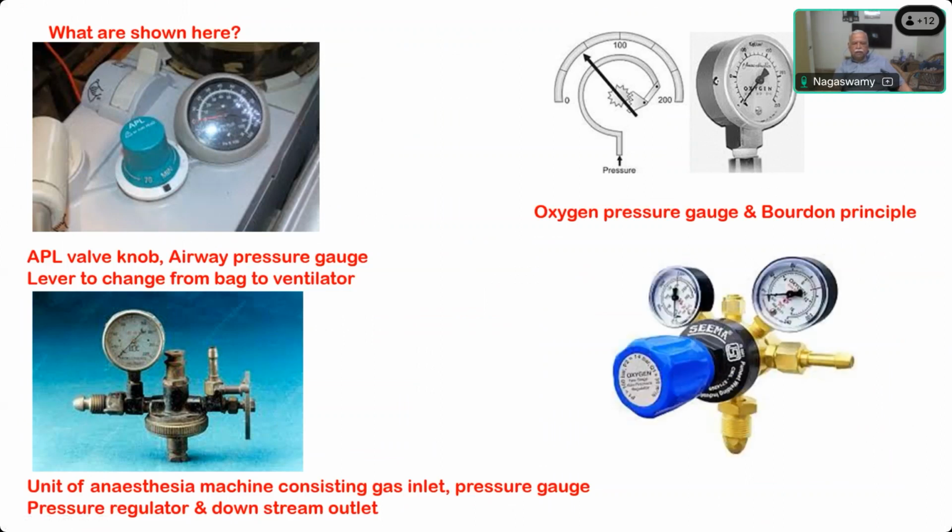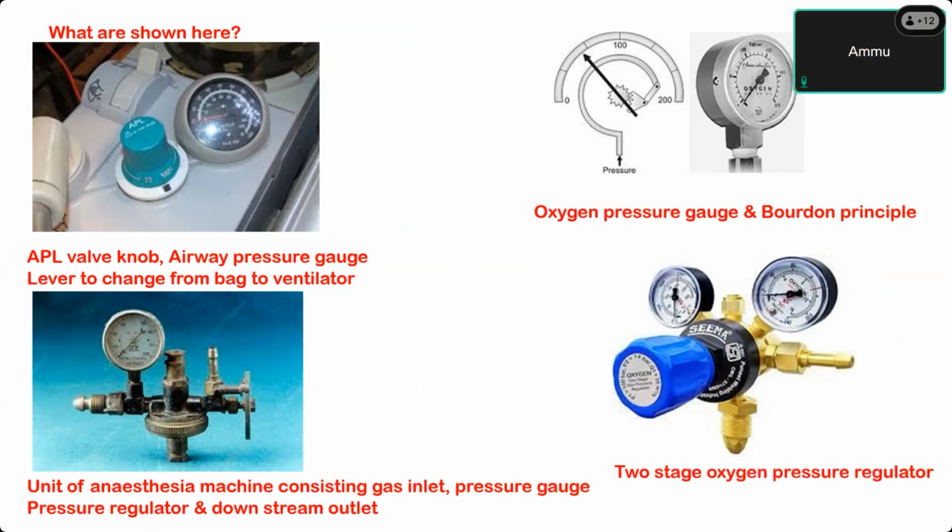What is this? New machines, same. Two-stage oxygen pressure regulator. This is the two-stage oxygen pressure regulator. One stage reduces it from very high pressure, that is 2000 psi, to say 50 or 60, and then further, if you want to reduce it for pipeline use, you can reduce it even to 15 to 20 psi. So it is called the two-stage oxygen pressure regulator.